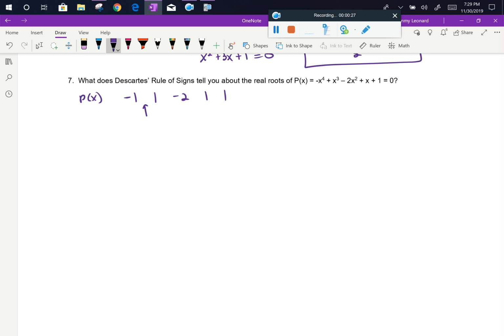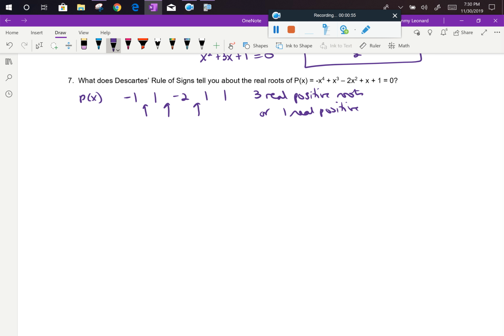So there's a sign change here. I go from positive to negative here, from negative back to positive there, but no sign change between the last two numbers. So that's 3 sign changes. That means we either have 3 real positive roots or 1 real positive root, because the roots will come in pairs.